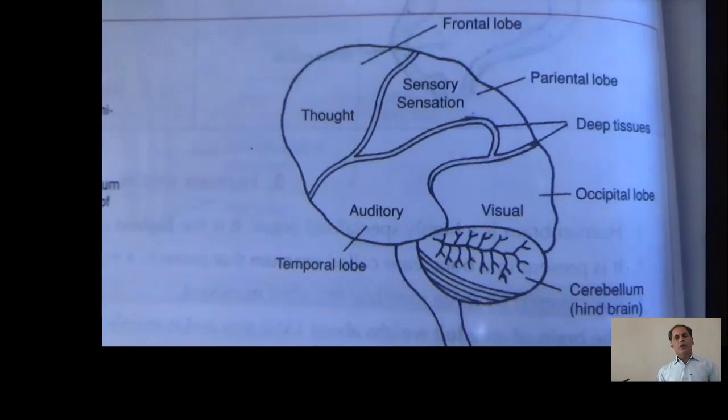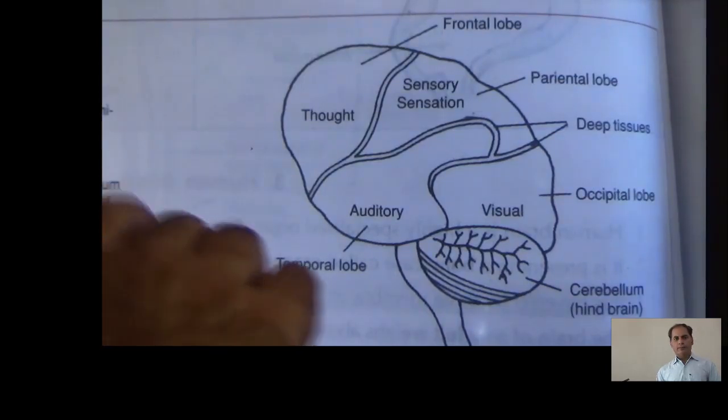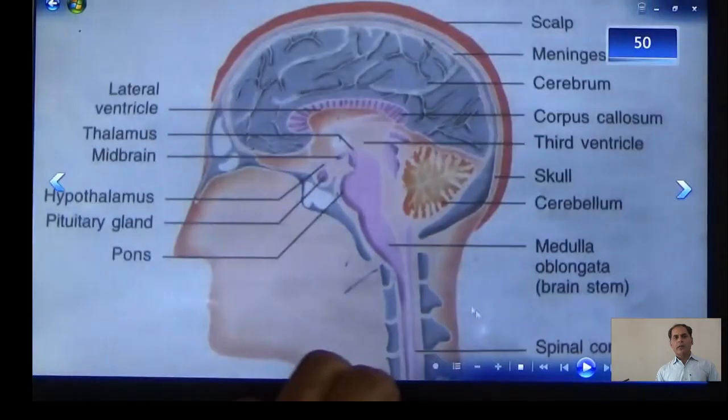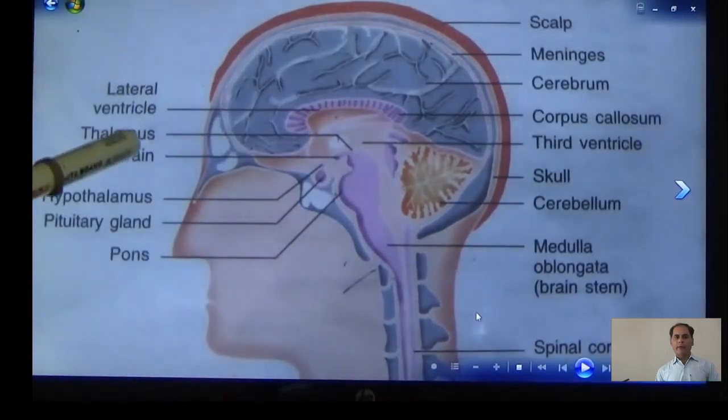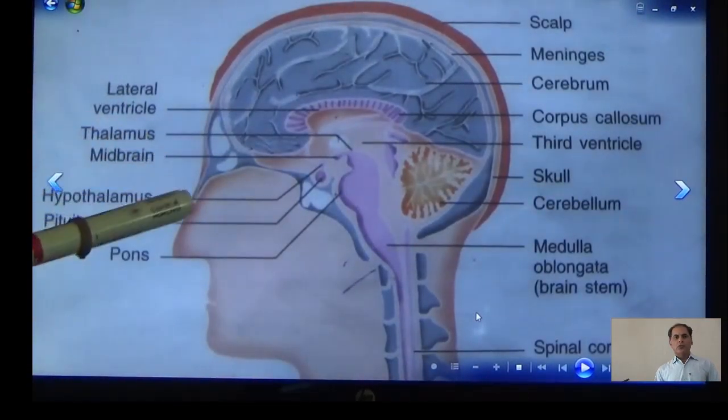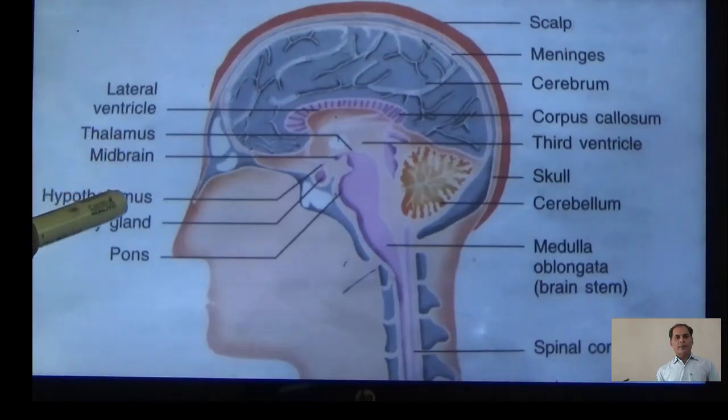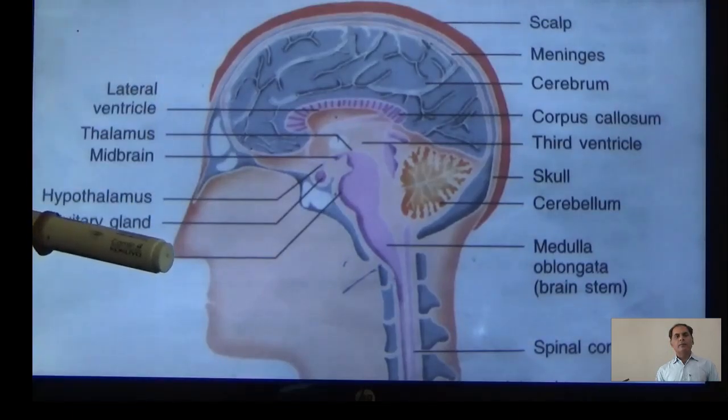Now the diencephalon. The diencephalon consists of the thalamus and hypothalamus. You can see thalamus and hypothalamus. They combine together to form the diencephalon, or together we call them the diencephalon.